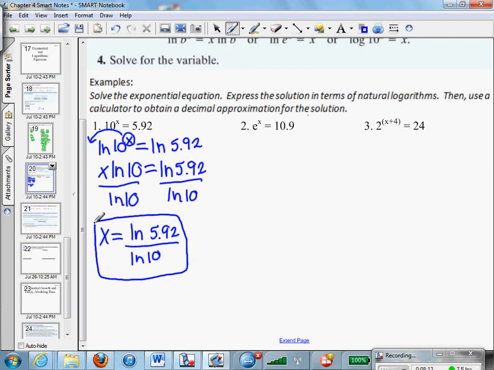Now that's the solution in terms of natural logs. Now if you actually punch that in the calculator, you should get x is equal to 0.772.